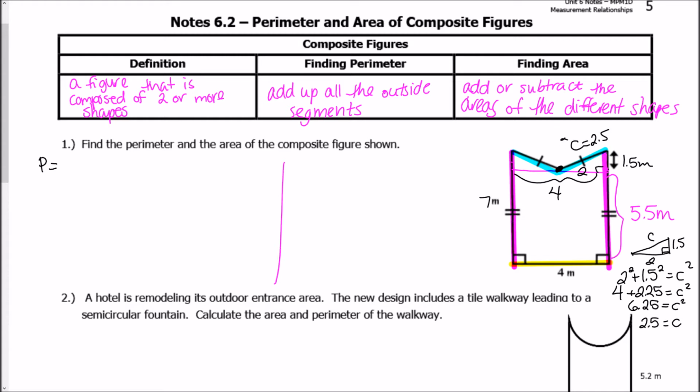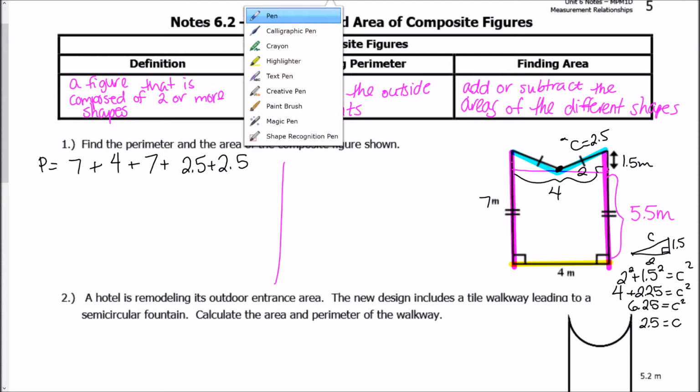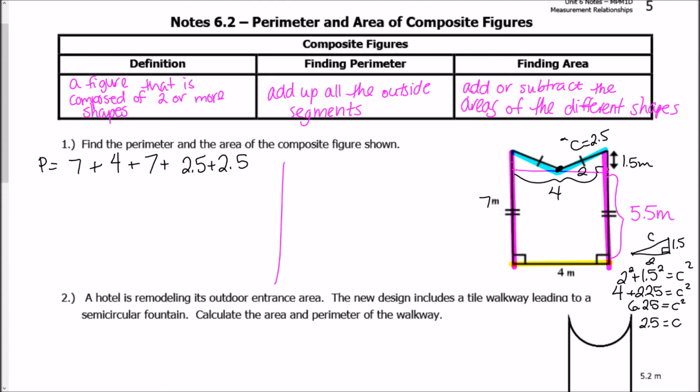So to figure out the perimeter, I'm going to again add up all my sides. So I have this side length of 7, okay, plus this side length of 4, plus another side length of 7, because the full thing, 5.5 plus 1.5 together is 7, and it says that they are equal to each other, plus 2 side lengths of 2.5. And I'm going to highlight it so you guys can see what I'm talking about. So right here, this side length of 7 is this side length right here. I'm going to color code it so you can see where these numbers came from.